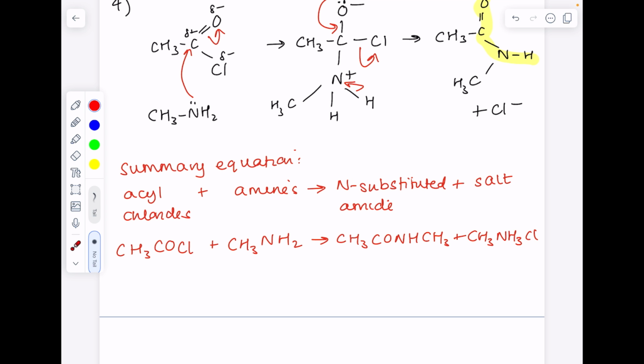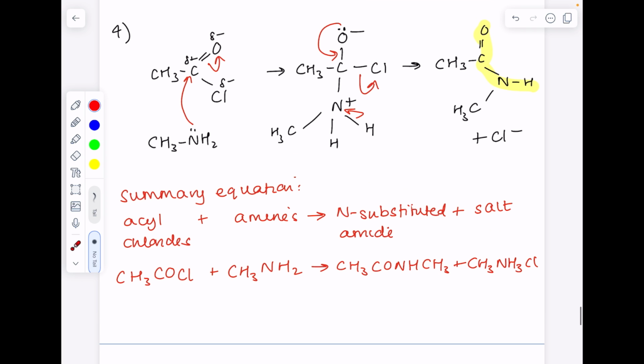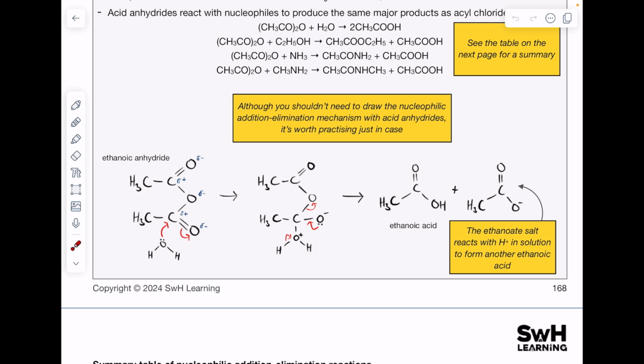So our summary equation now, we've got our acyl chloride reacting with an amine. It's going to form an N-substituted amide. And then because you've got excess of your amine, that's going to cause the deprotonation here. So you'll end up with an extra hydrogen, and that will combine with your chloride ion to form this salt here. Usually you're not asked to draw this comparative mechanism with an acid anhydride, just because obviously the acid anhydride structure is much more complicated.